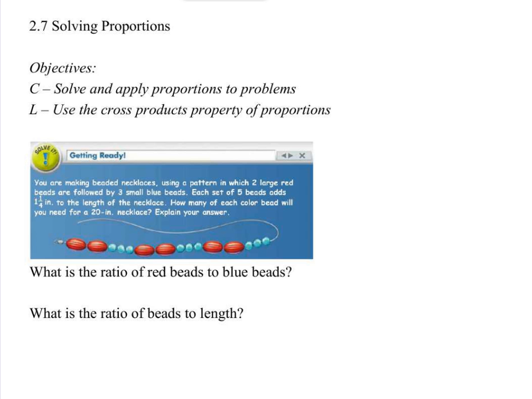For section 7, we're looking at proportions. You've learned proportions before. Proportions are just ratios that are equal to each other. We'll talk more about that in a minute. Right now I want to talk about this problem.